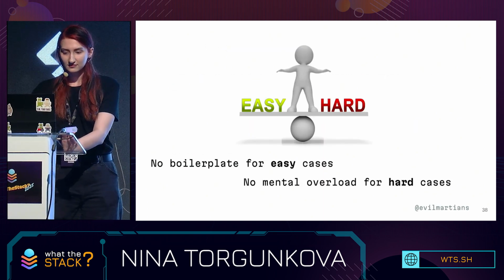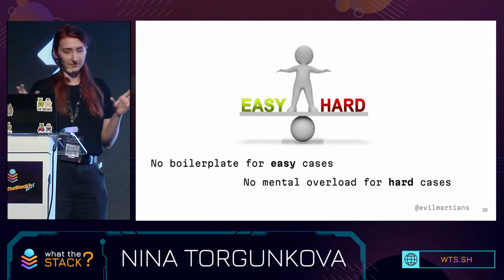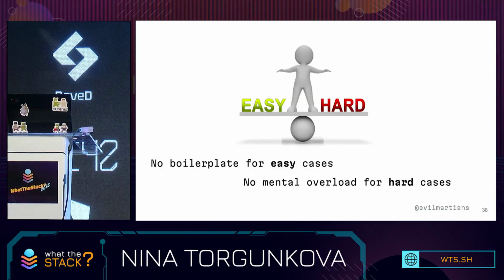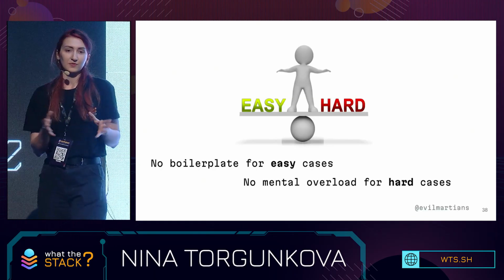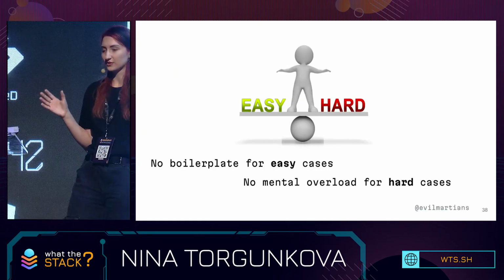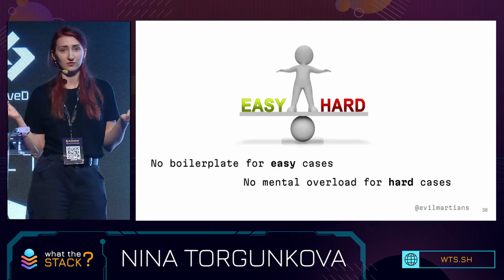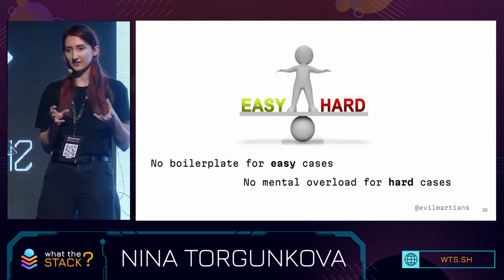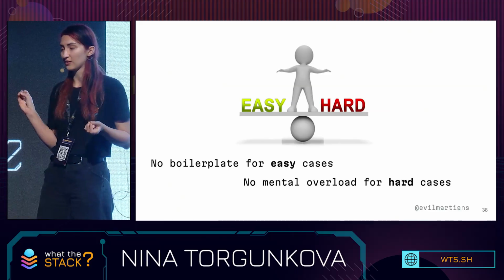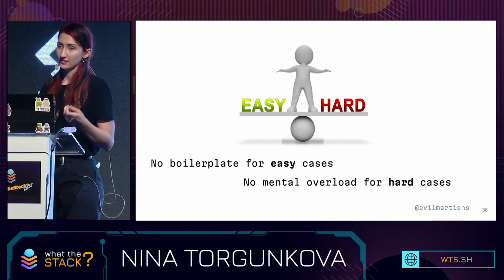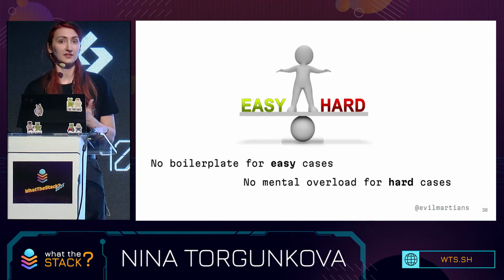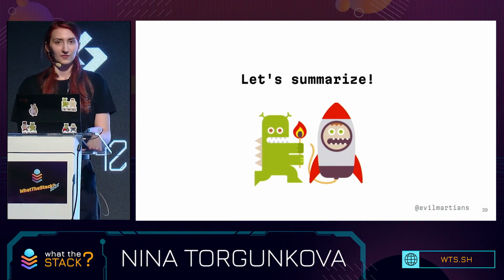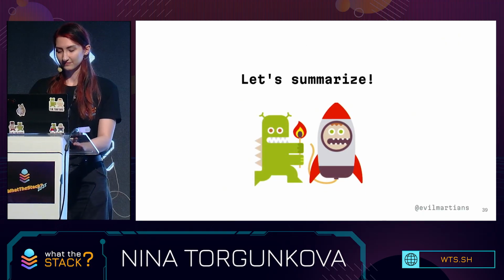So in an ideal case, we want to achieve some balance between hard cases and easy cases. Because for easy cases, we don't want a lot of entities and we don't want boilerplate. No one likes boilerplate. But for hard cases, we want to reduce mental overload. So we should find some balance. We have figured out something.